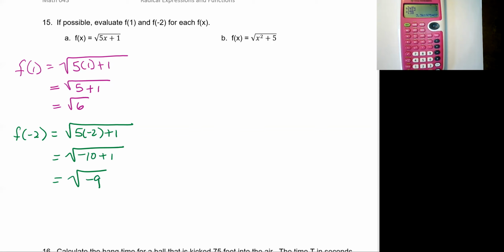So the square root of negative 9. You need to multiply the same number together to get negative 9. Not going to happen because a positive times a positive is a positive, and a negative times a negative is a positive. So we have no real solution.